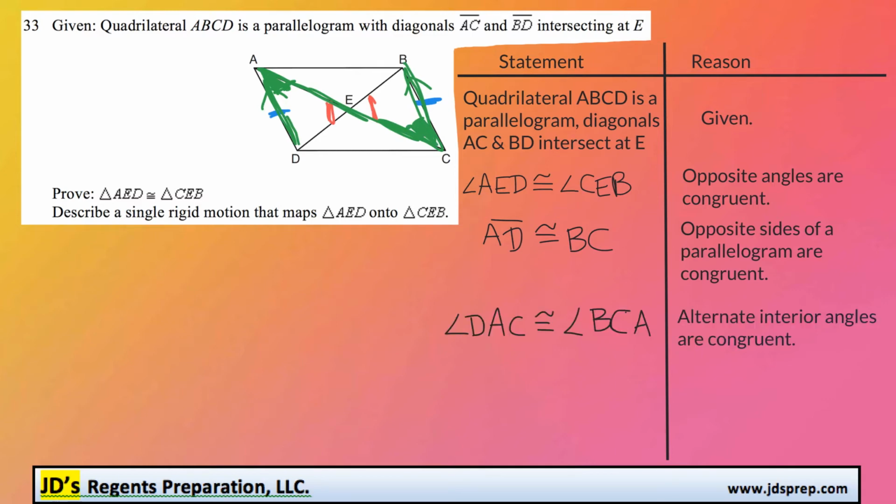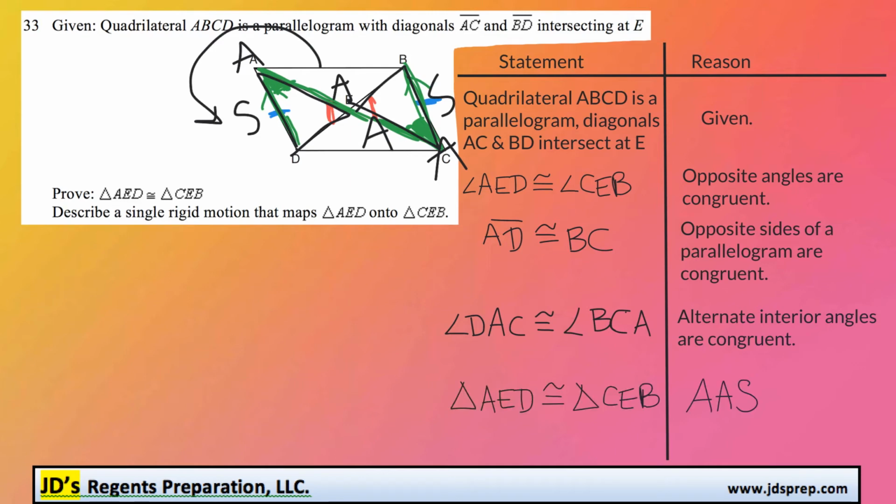And looking at these two triangles, we can now conclude that they are congruent because we've got an example of the angle-side theorem. If we move around this way, you'll see that over here as well, angle, side. All right, so that completes the first part of this question. The second one says to describe a single rigid motion that maps triangle AED onto triangle CEB.